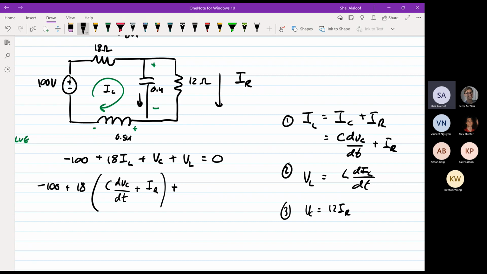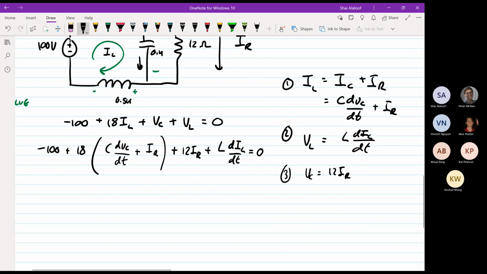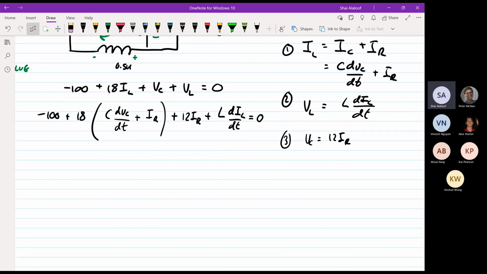The voltage across the inductor is just 12 IR, so that's easy. The voltage through the inductor is L dIL on dt. And that whole thing is equal to 0. We're not there yet. You've got quite a ways to go. So I'm going to keep simplifying it.